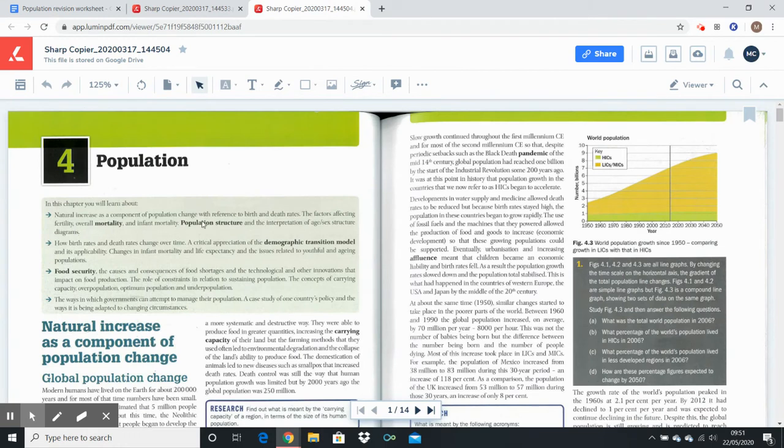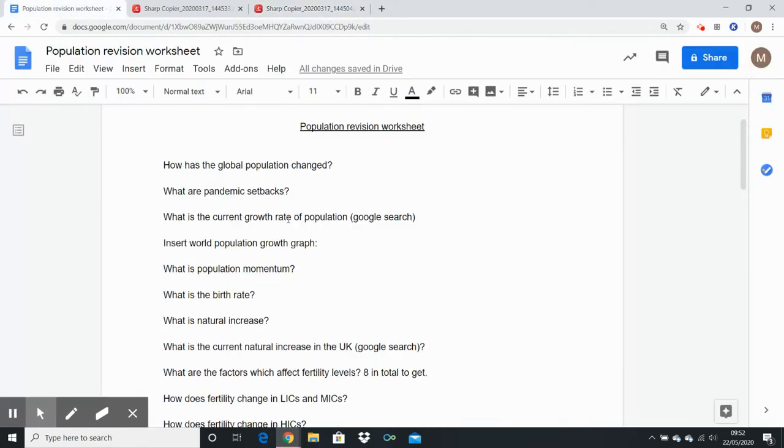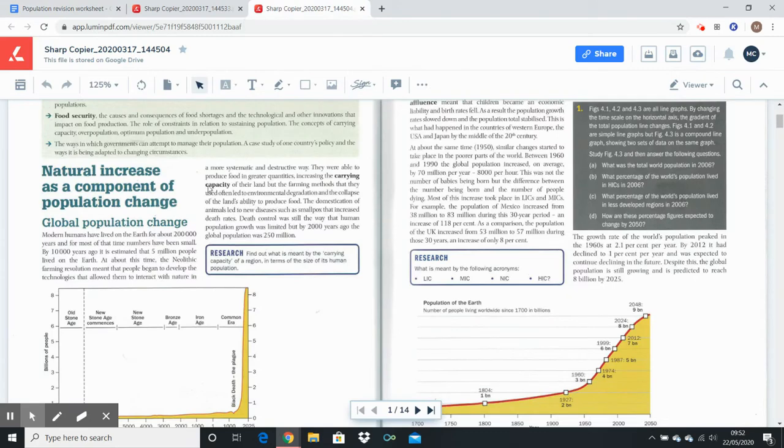So unit 4 is all about the population structure, demographic transition model, food security, and ways to control our population. So let's have a look at the first two questions here. How has the global population changed, and what are global pandemic setbacks?